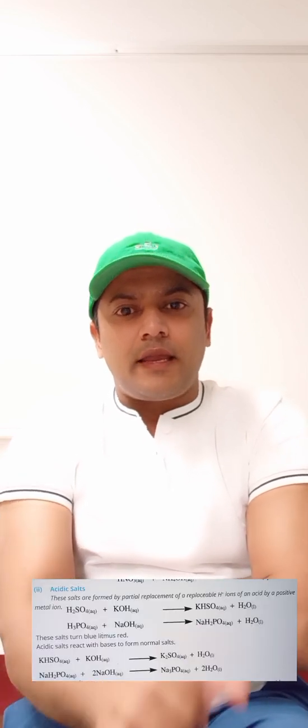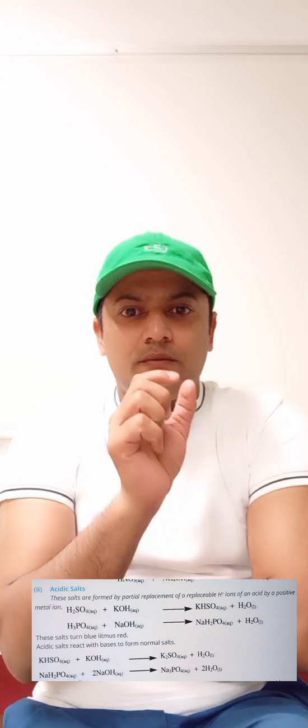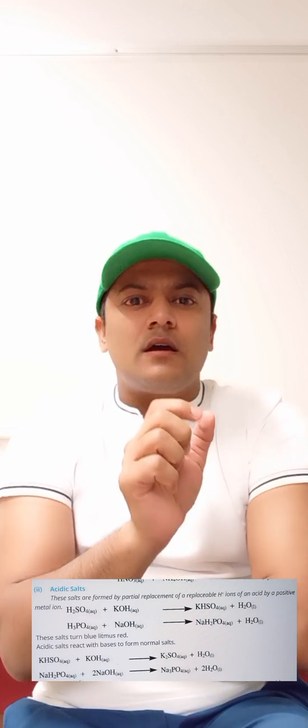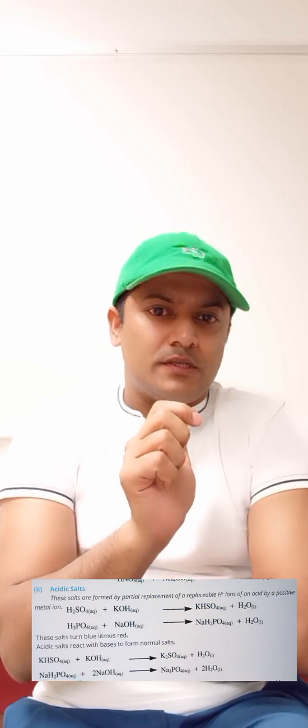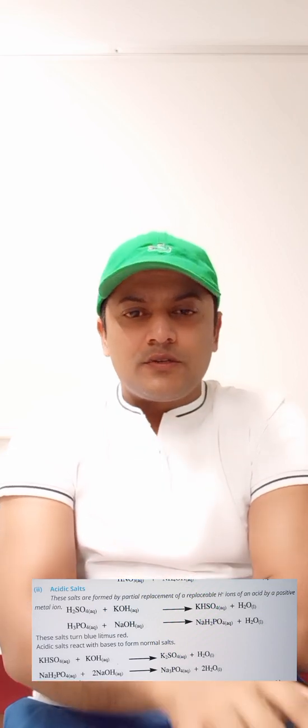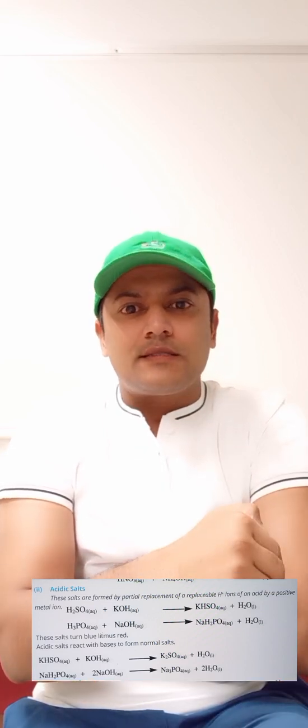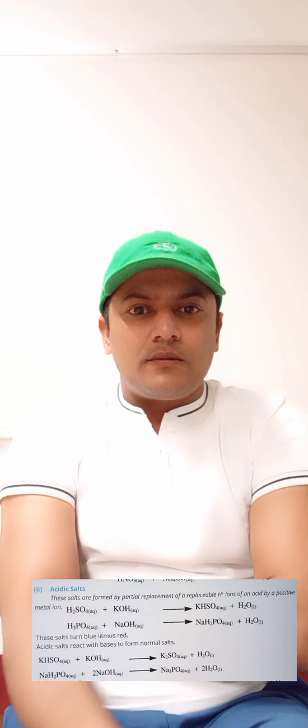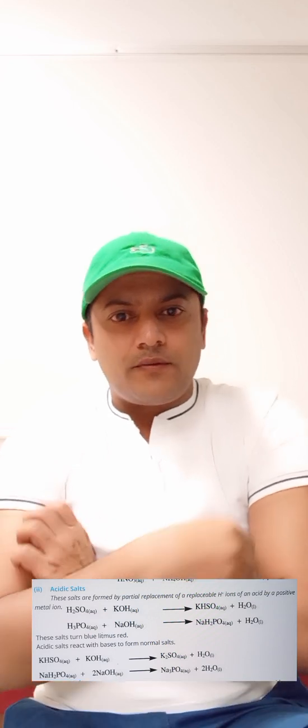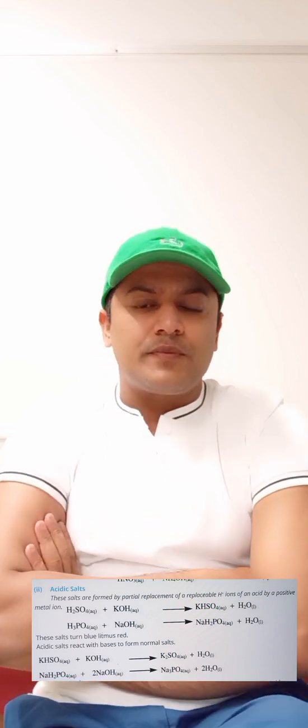So here in the example we can see that we still have a replaceable H positive ion in the salt. That's why we call it an acidic salt. And the other byproduct that we have is water.